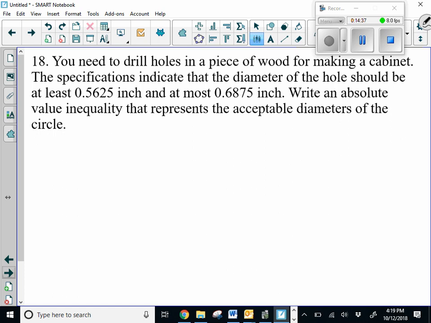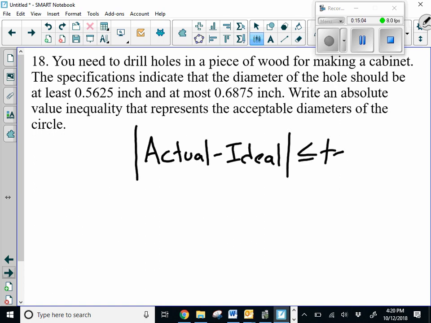Number 18, you need to drill holes in a piece of wood for making a cabinet. The specifications indicate that the diameter of the hole should be at least 0.5625 and at most 0.6875. Write an absolute value inequality that represents the acceptable diameters of the hole. So here, this is a little different. We still want that actual minus ideal inside the absolute value, less than or equal to tolerance. But here it doesn't tell us the ideal and the tolerance. We got to figure it out.